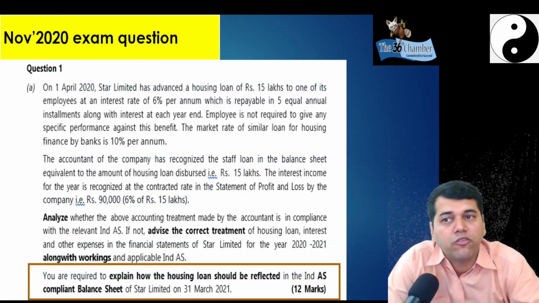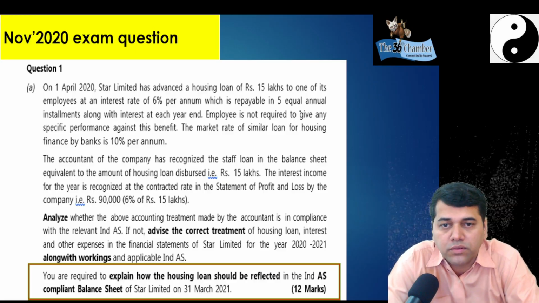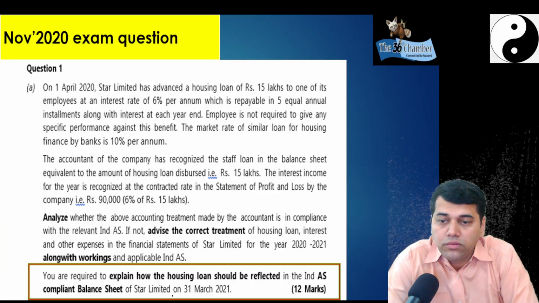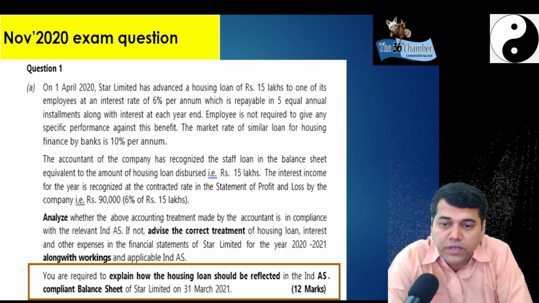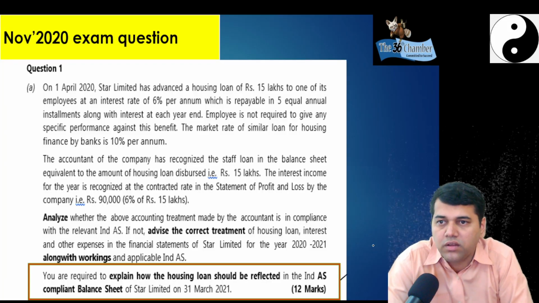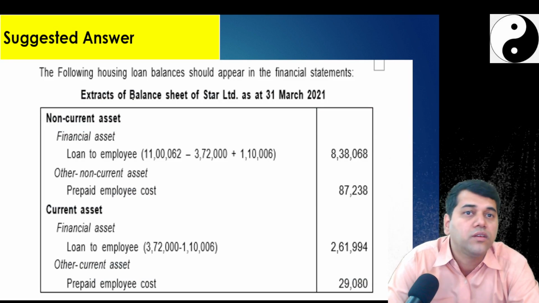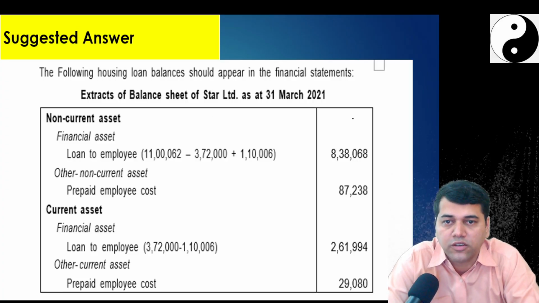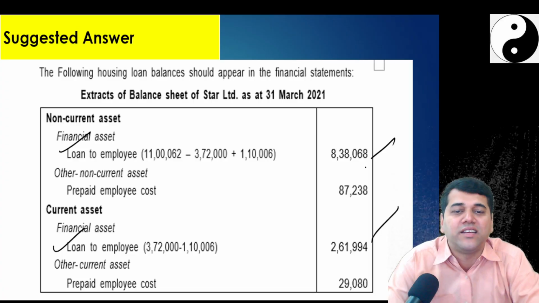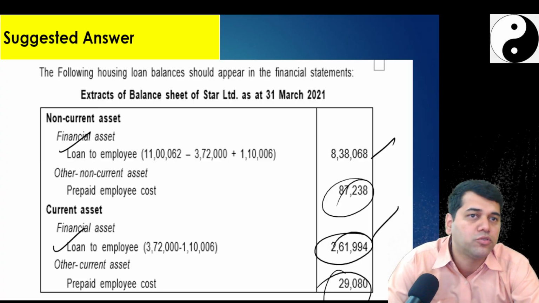Then I will show you one November 2020 examination question. I think it's the same thing, advanced loan of, no, this is the first question we solved, no? Now, they have told you are required to explain how the loan should be reflected in the compliant balance sheet, 12 marks. Okay, I don't know why I have given it here. Suggested answer. Sorry. Yeah, following housing loan, extract of the balance sheet, loan to employee. Yeah, this current and non-current portion. We have done, no, 8,38,000, 2,61,000. Maybe I must have missed it. But see, in one of the examination questions, they have given it.